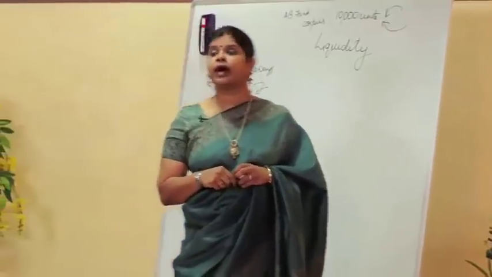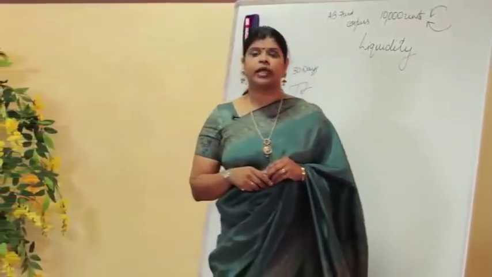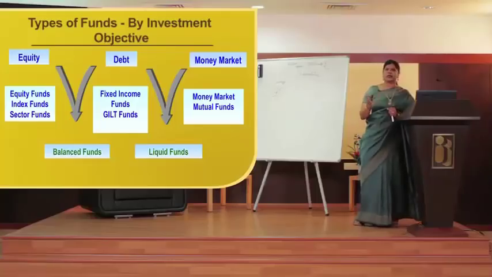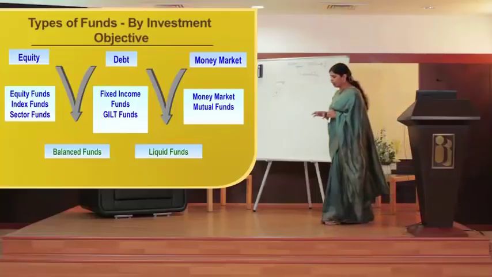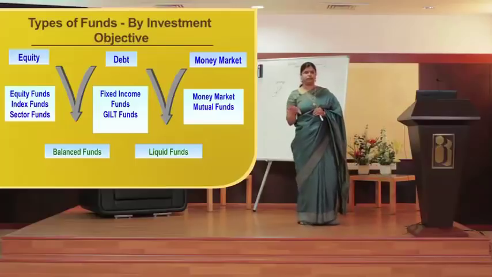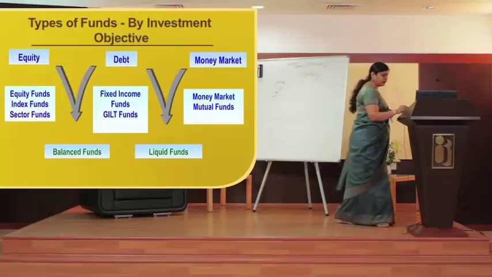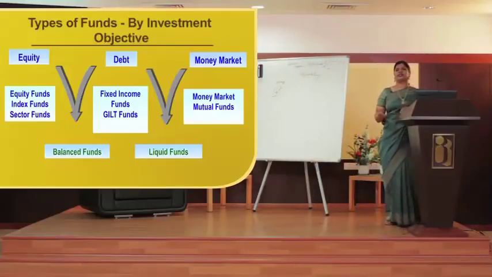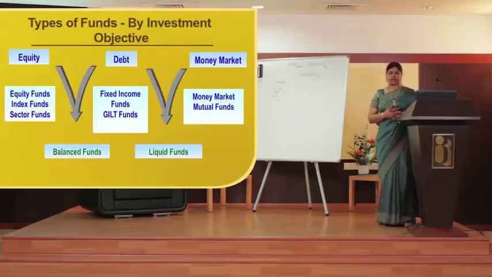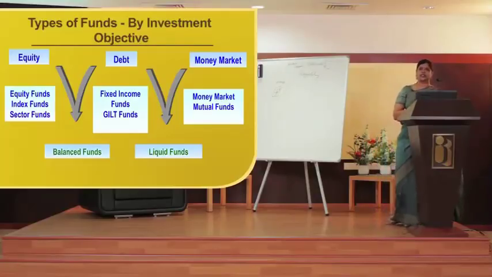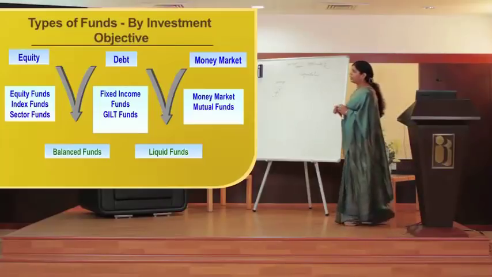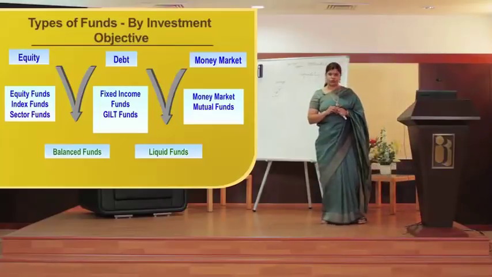Then come money market instruments, or money market mutual funds. Money market mutual funds are basically going to invest in money market products, that is either call money, a treasury bill, or a G-Sec, so government securities. Any investment being done in the money market will be routed through money market mutual funds.